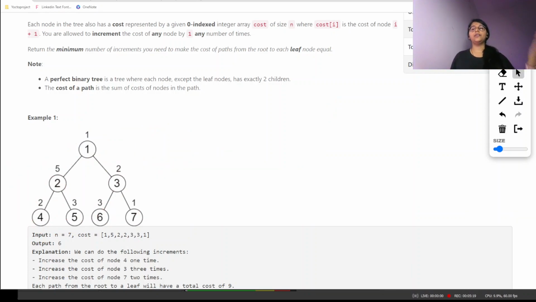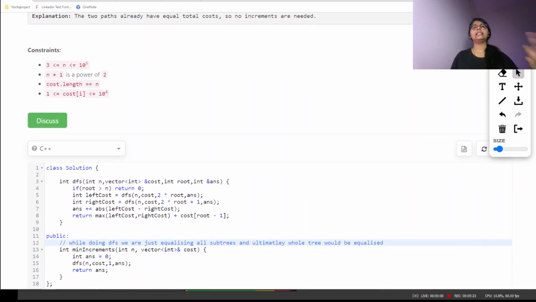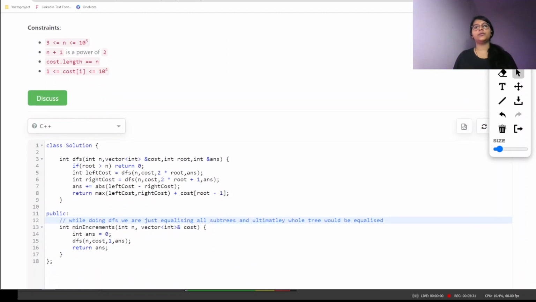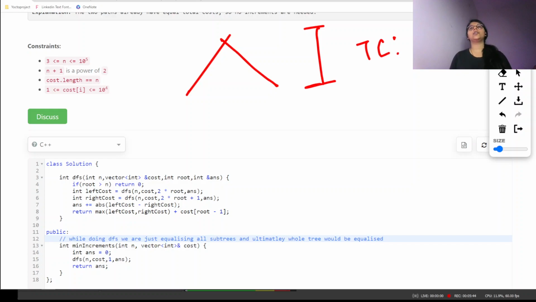Now let us go ahead with the coding part for the same. Here we can clearly see the constraints are as per the binary tree only. And as we will be doing DFS, we will check what the time complexity and space complexity would be. Because we are traversing through this particular binary tree, the time complexity of doing the DFS on the same would be order of n.